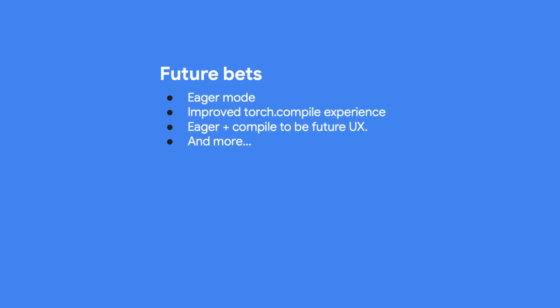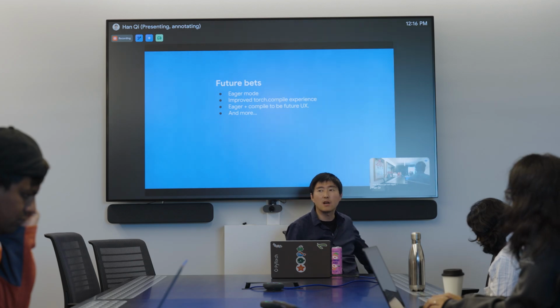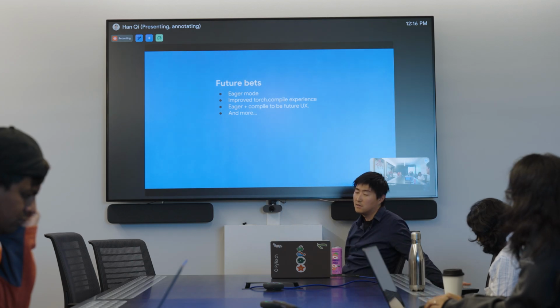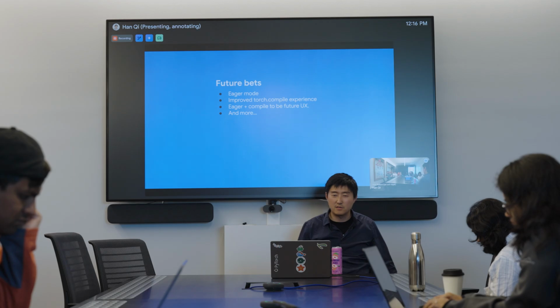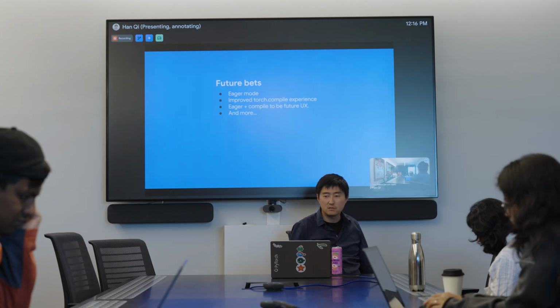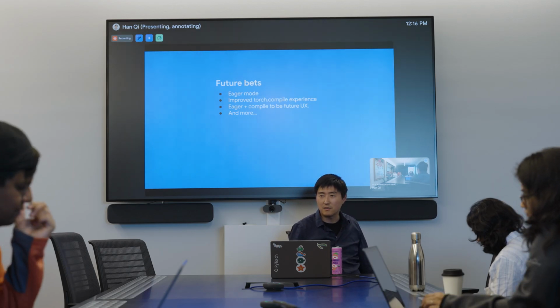And we have a bunch of future bets. Eager mode, improving Torch compile, and then the future UX will be eager plus compiled, meaning it's okay to mix and match. But of course, the more things you put on compile, the faster your thing is going to get, right? We already chatted about this a bit. And since we're on time, we can probably stop here.